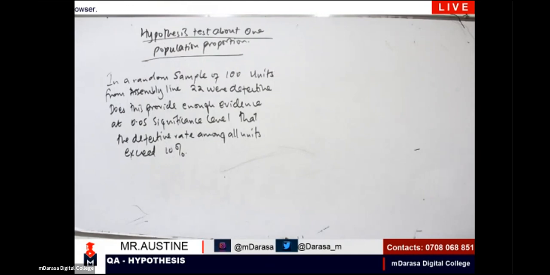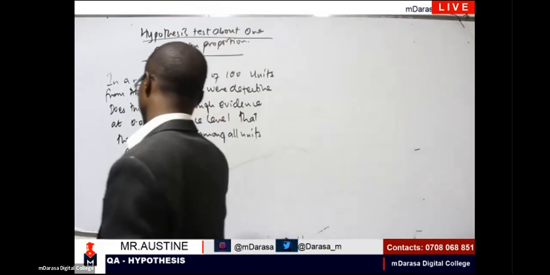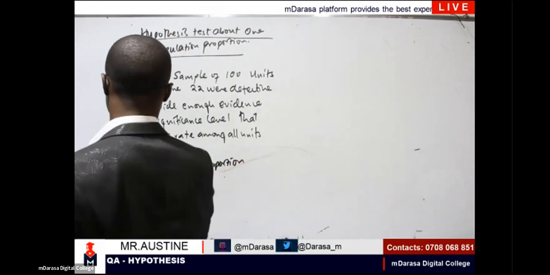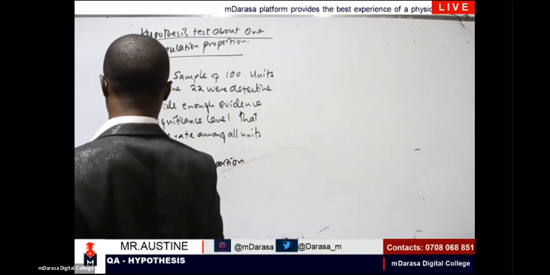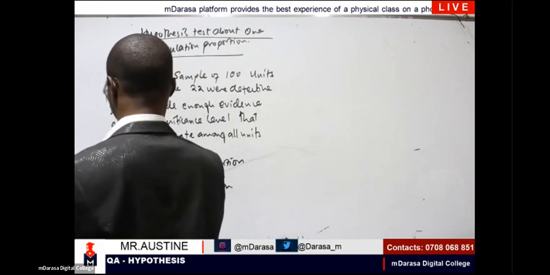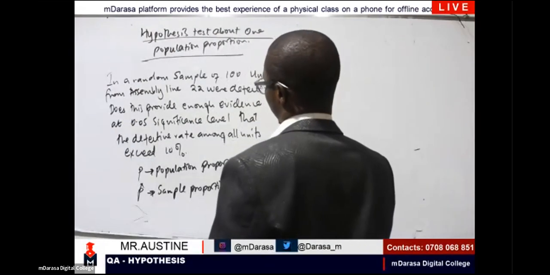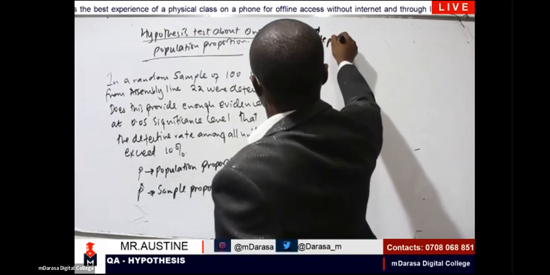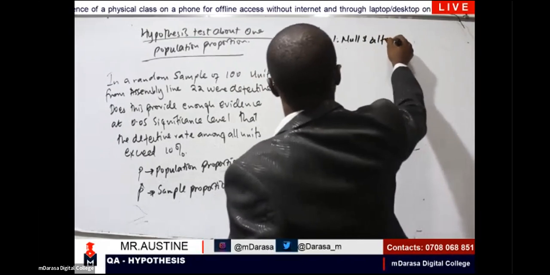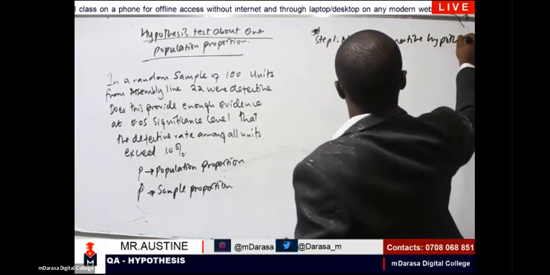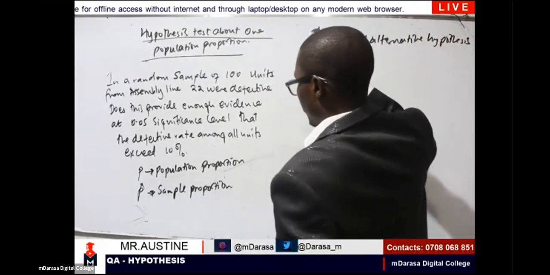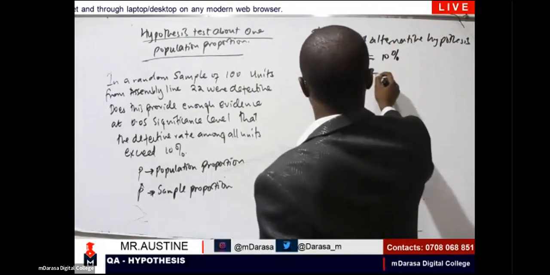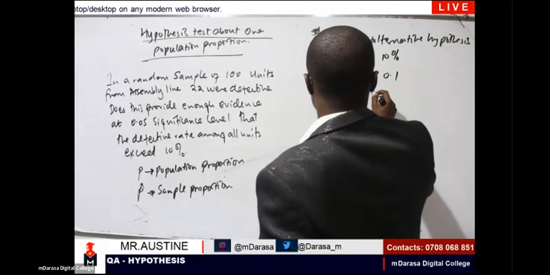So when we are talking about this, here it's about population proportion. You need to know this. So P is the population proportion. This one is the sample proportion. So we have step one, null and alternative hypothesis. H0, the proportion is 10%. So in this case, let's say H0: P is equal to 0.1. H1: P exceeds 0.1.